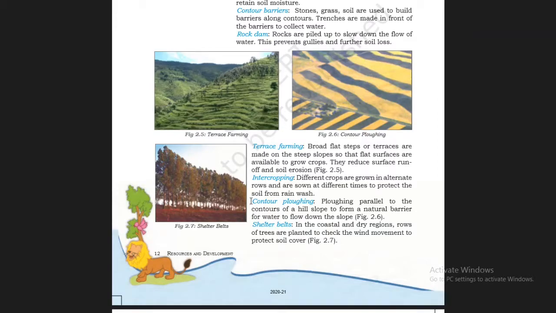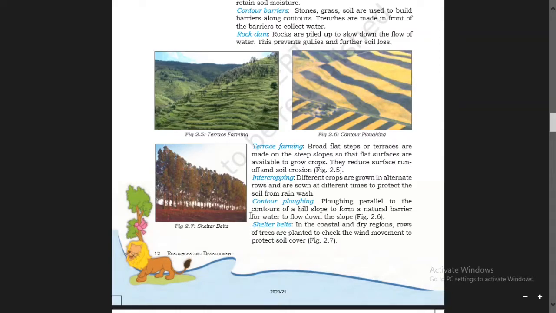That's why crops in alternate rows, that means they used to grow. Contour ploughing, boys, is the farming which is practiced by planting across a slope following its elevation. So it is ploughing parallel to the contours of a hill slope to form a natural barrier.